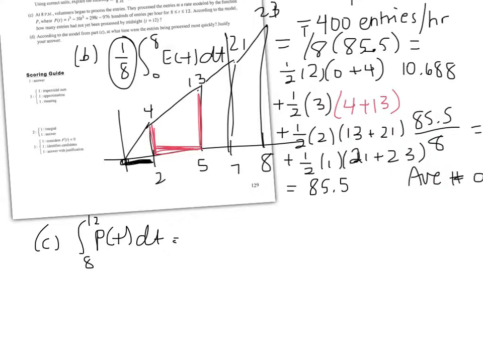So I'm going to hit Math 9, and I'm going to put in my function t cubed. So x to the third minus 30x squared plus 298x minus 976, and my x is going to go from 8 to 12. And it comes out nice. It is 16. Now remember, this is in hundreds of entries. So I'm going to say 1,600 entries.